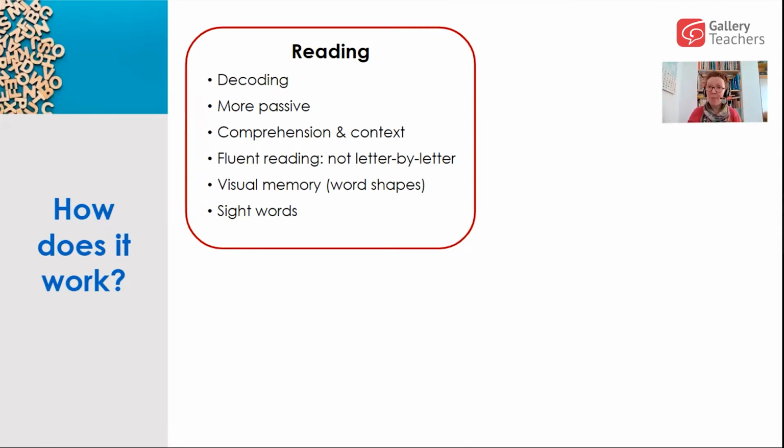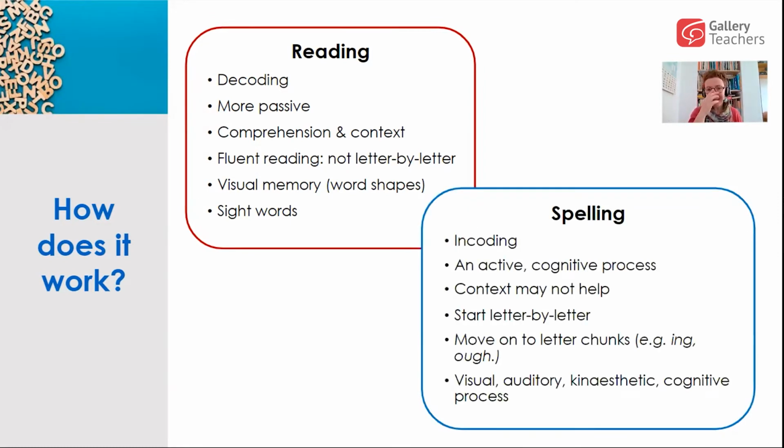But spelling, in contrast, is a bit different. Spelling is more like encoding. Spelling is an active process. It involves a cognitive process. Context may not help us. Even if I've done a lot of context work around the idea of going away on a holiday and places where you can stay, having that context fresh in my mind may not help me spell the word accommodation accurately.